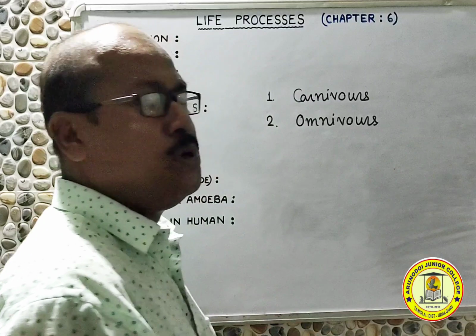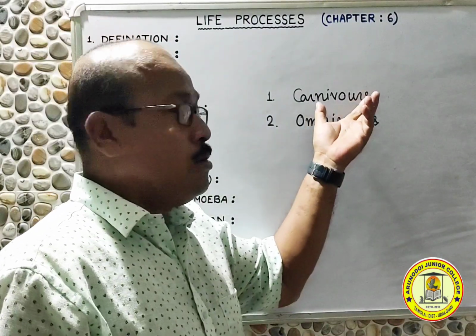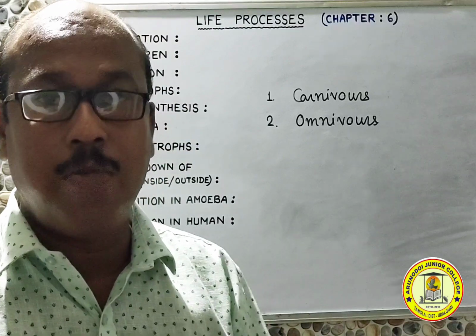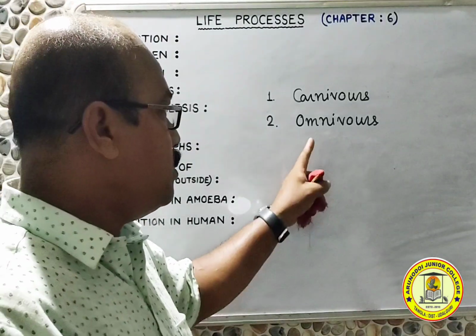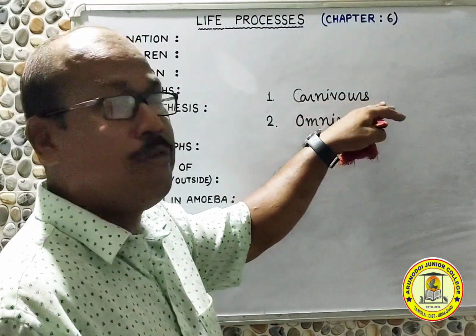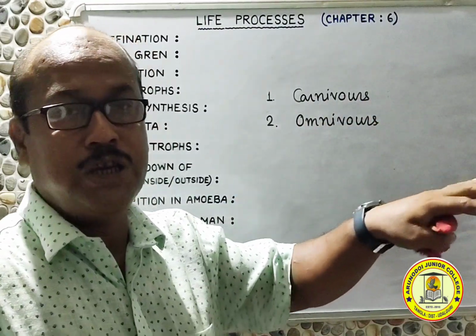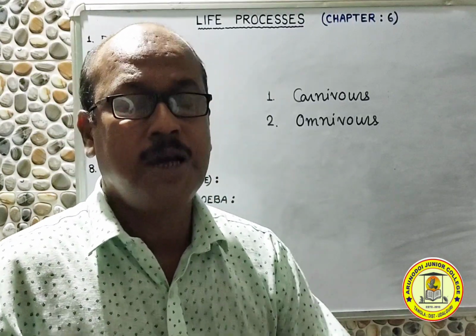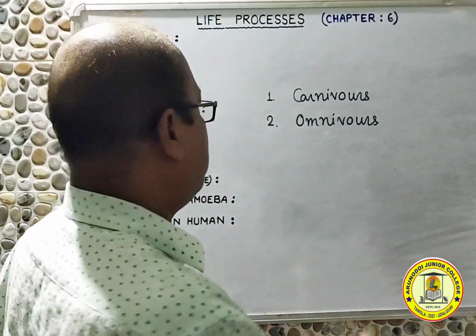These are the organisms which can take flesh as well as green grasses or herbs as their food. For example, human beings. Human beings eat flesh also. We eat mutton, we eat chicken, and at the same time we take vegetables, means we take herbs as well as flesh, so we are omnivores.